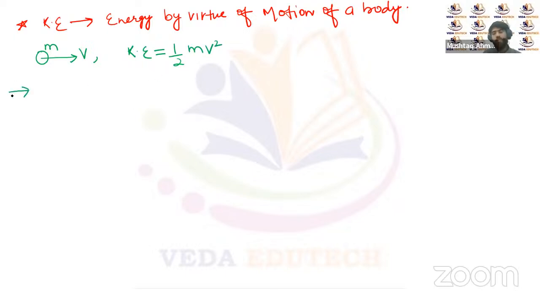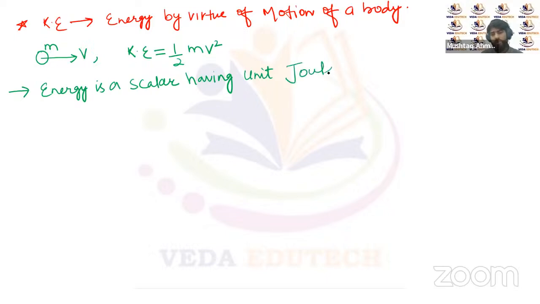We know all forms of energy are scalar quantities. So energy is a scalar, having the same unit as the work done, because we know energy is the capacity of doing work. So energy is a scalar having unit joules. So joule is the unit of energy as well.